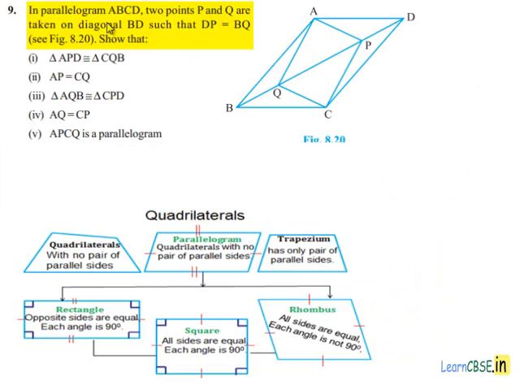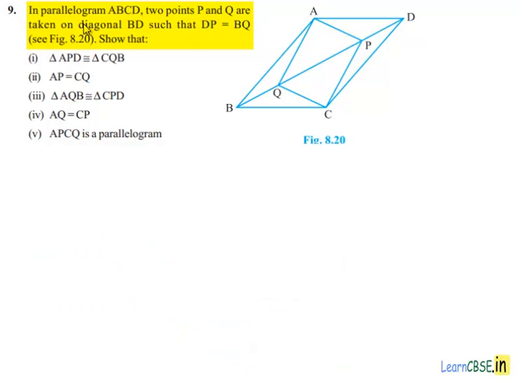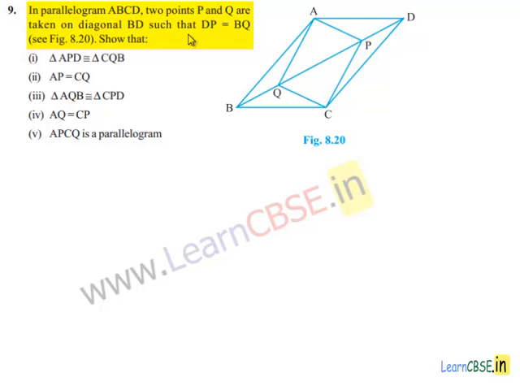Now moving on to the ninth question. In parallelogram ABCD, 2 points P and Q are taken on diagonal BD such that DP is equal to BQ, and show that first thing, triangle APD is congruent to triangle CQB, and second, AP is equal to CQ.